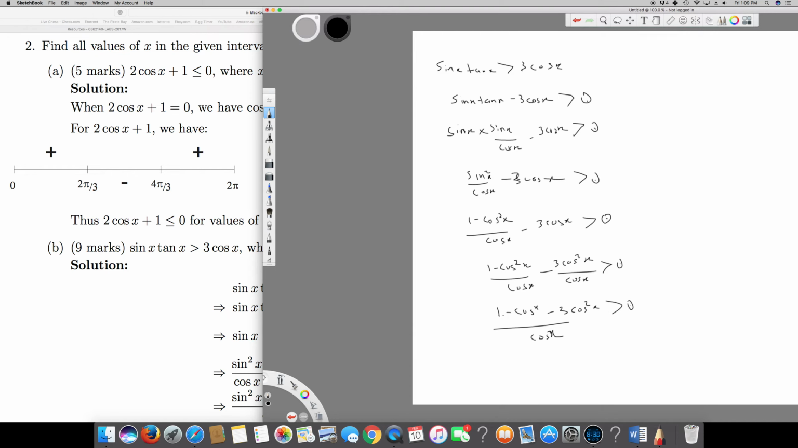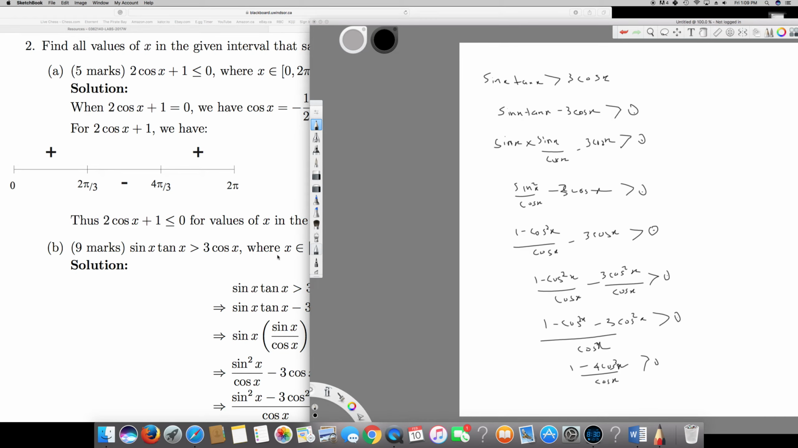Now I can write 1 minus cos square x plus 3 cos square x, and that is going to be minus 4 cos square. So 1 minus 4 cos square x over cos x. So this is the simplest form I can bring in. Now I am very happy about it.